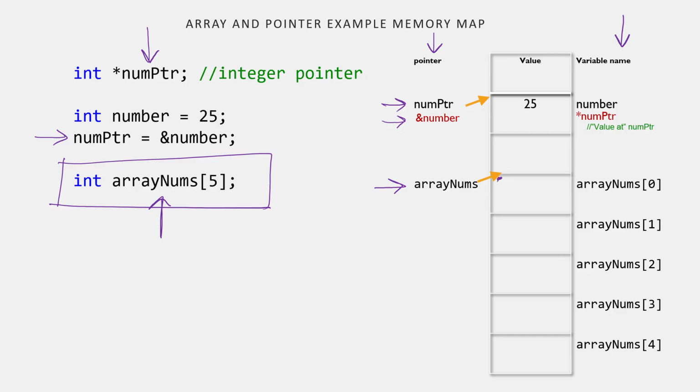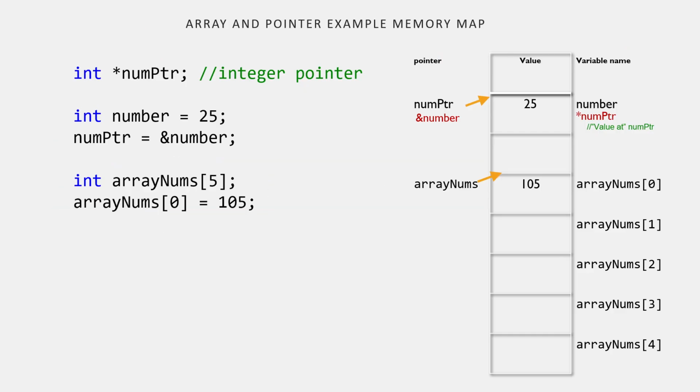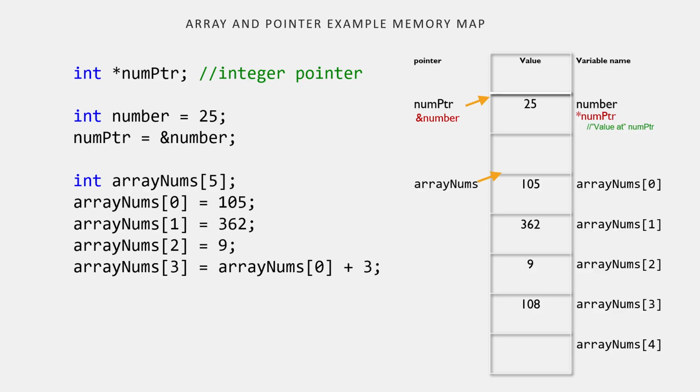So now we can assign values to our variables. So I can say array nums at index 0 is 105. Array nums at index 1 is 362. Array nums at index 2 is 9. I can say array nums at index 3: I take the value that was array nums at index 0, which is 105, I add 3 to it, and therefore I get the value 108. And then I have array nums at index 4.